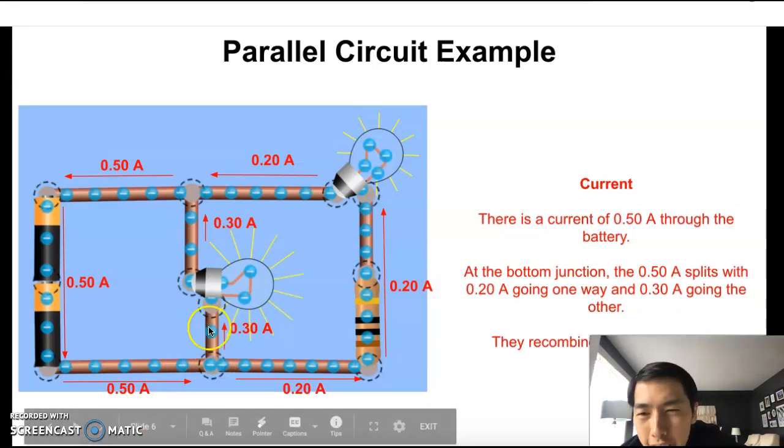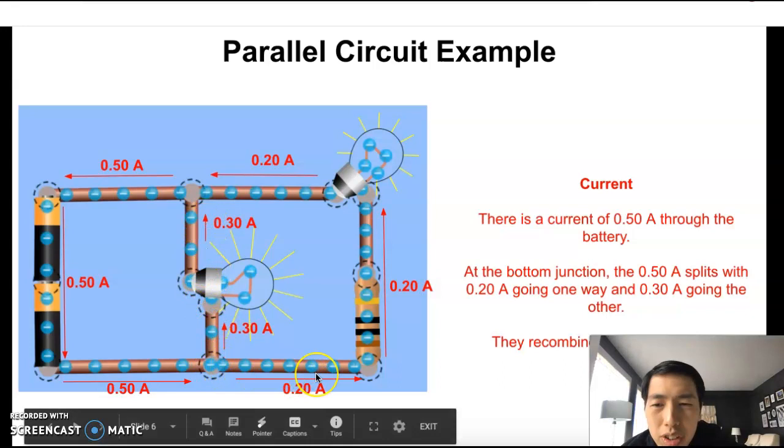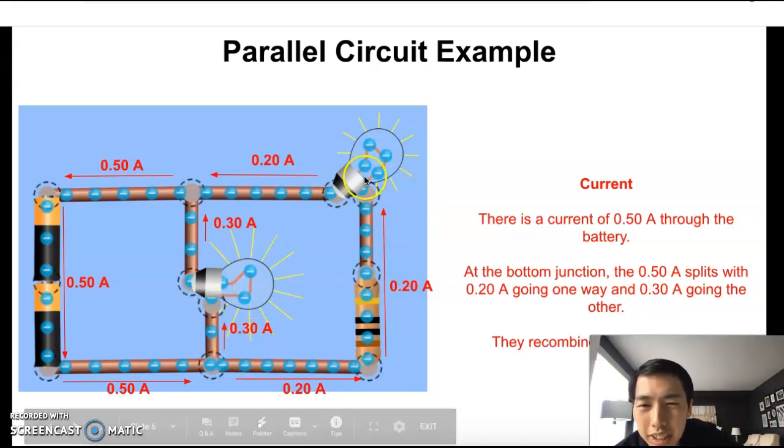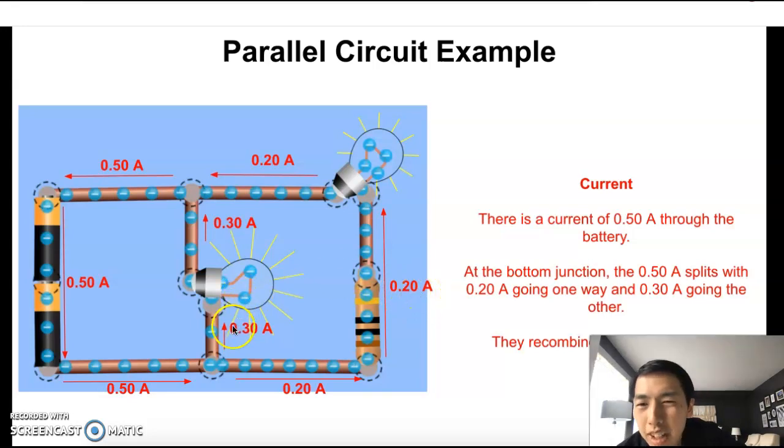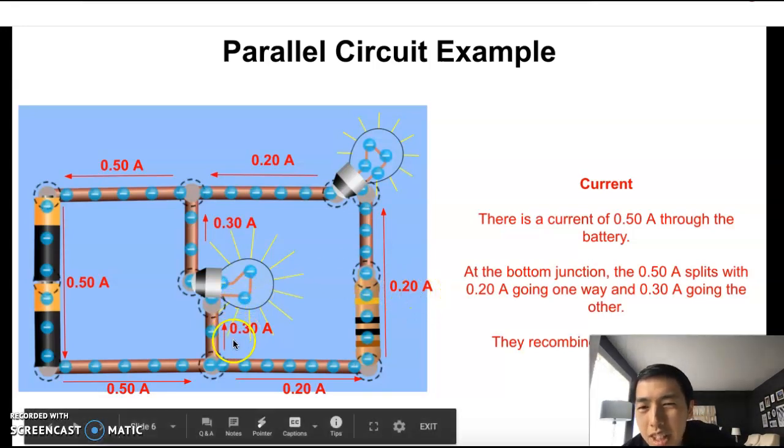It gets split up into 0.3 and 0.2. Now notice that they're not equal. Sometimes they're equal, sometimes they're not. It depends on what you have plugged in to the pathways. See, in one path I've got just one light bulb, whereas in the other path I've got a light bulb and a resistor. So there's actually more resistance in the second pathway here. And when there's more resistance, that's why the current in that pathway is smaller than in the middle pathway.